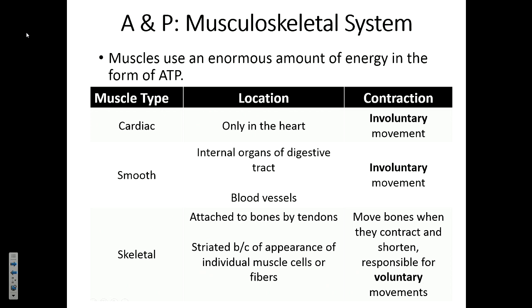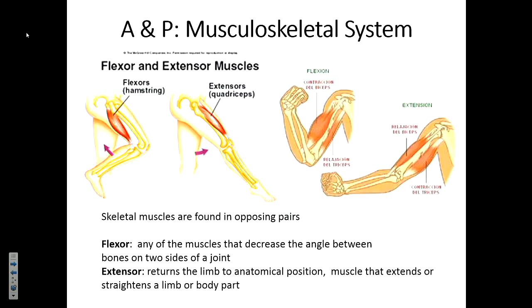Smooth muscle essentially is mainly inside the internal organs of the digestive tract and your blood vessels. This is also involuntary. And then skeletal muscle is attached to the bones by the tendons. It helps to move your body. It's a voluntary contraction. All right, so as long as you have a good understanding of that. Your muscle cells use an enormous amount of ATP to power the reactions and power the motion in your body. So make sure you know what that is.